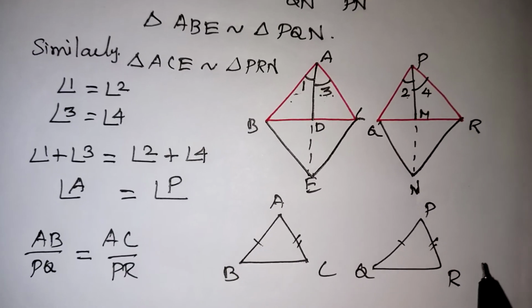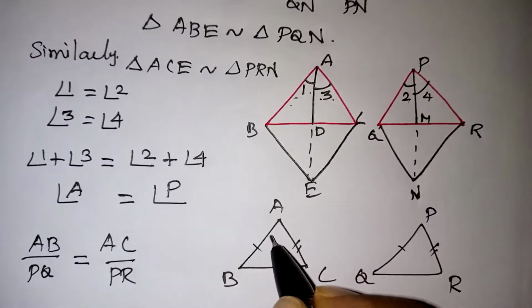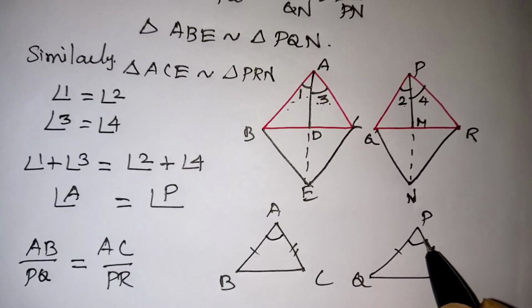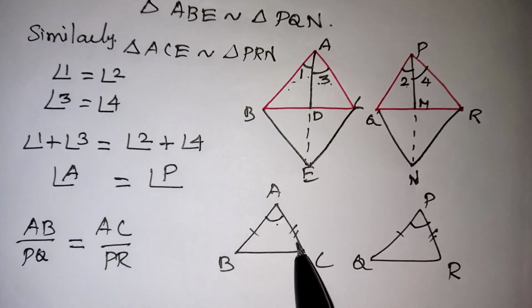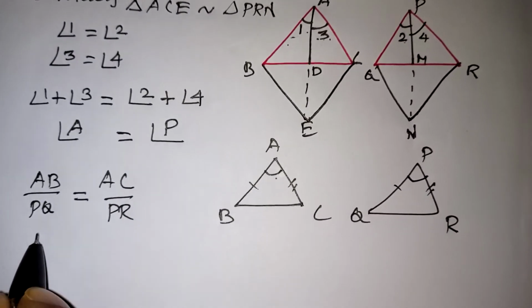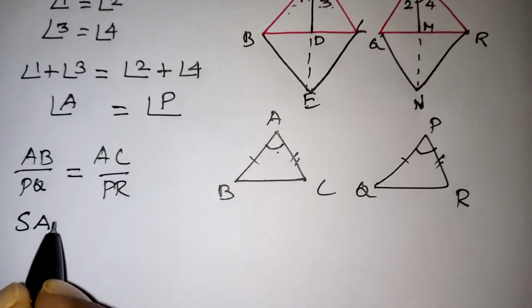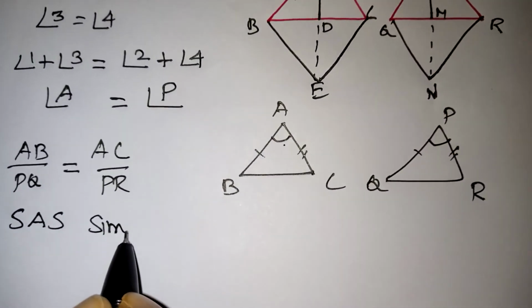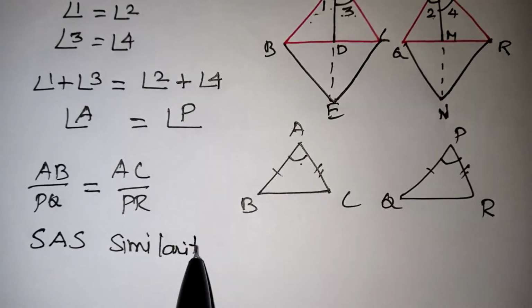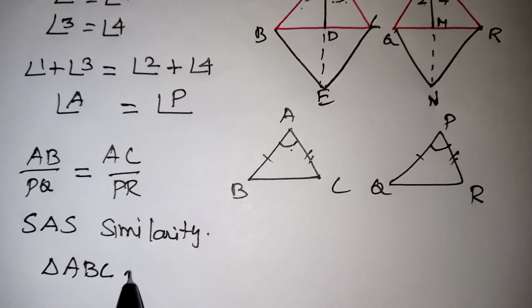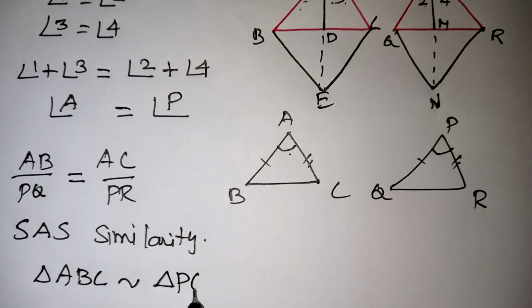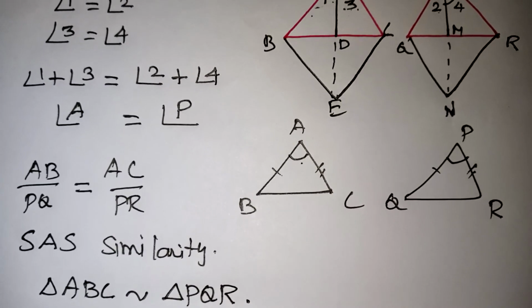Now we don't want the median itself. We know that angle A and angle P are the same. That is what we have proven here. Now this is one side, this is one angle, and again one more side we are getting. So this is side, angle, side similarity, SAS similarity. Under the SAS similarity we can say that triangle ABC is definitely similar to triangle PQR. That is our proof, children.